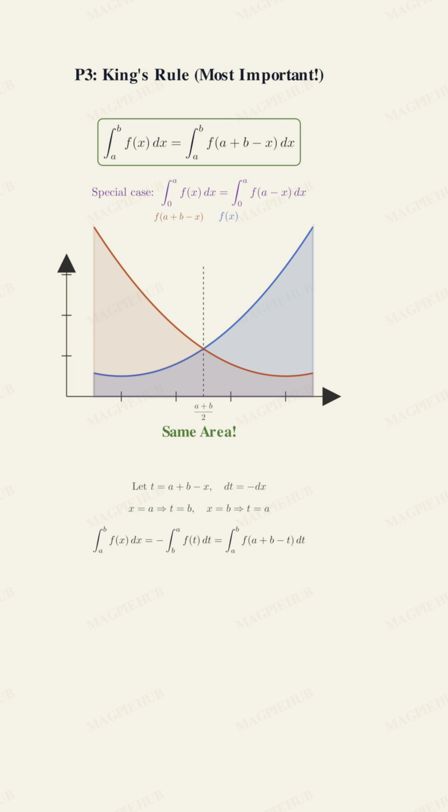The proof uses the substitution t equals a plus b minus x. The special case with a equals 0 gives us property 4: the integral from 0 to a of f of x equals the integral from 0 to a of f of a minus x.